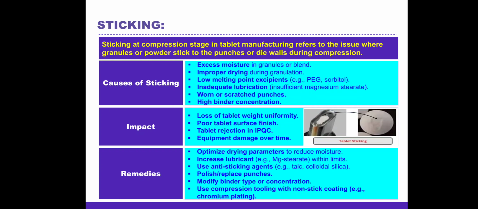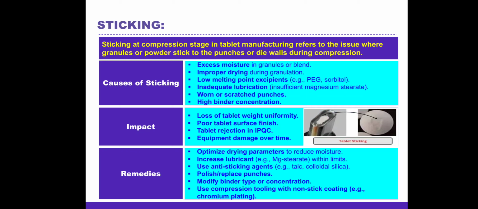Now we'll see the causes of sticking and picking. First one is excessive moisture. If we are putting excessive moisture in the granules or blend, the sticking problem will come. Second one is improper drying during granulation. Suppose we are not doing proper drying, in that case the moisture content of the batch will be more, and it will show the sticking property.